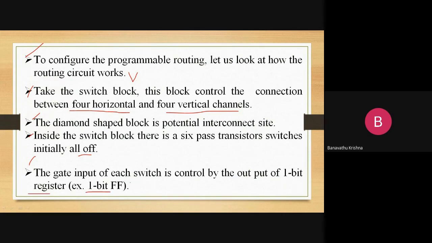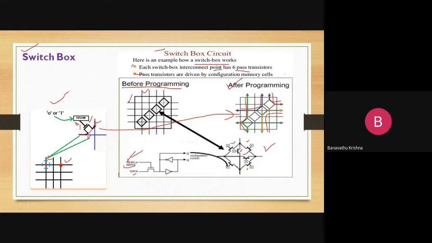The gate input of each switch is controlled by the output of a 1-bit flip-flop. That's why I'm saying either 0 or 1 is given to the input of a particular connection here. So only 1-bit information has storage capacity, like a flip-flop, that is either 0 or 1. So based on that instruction, it is going to make the connection between the horizontal and vertical lines.